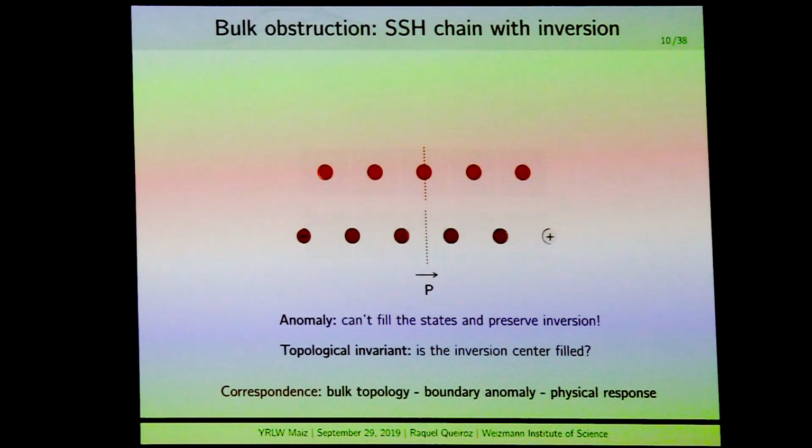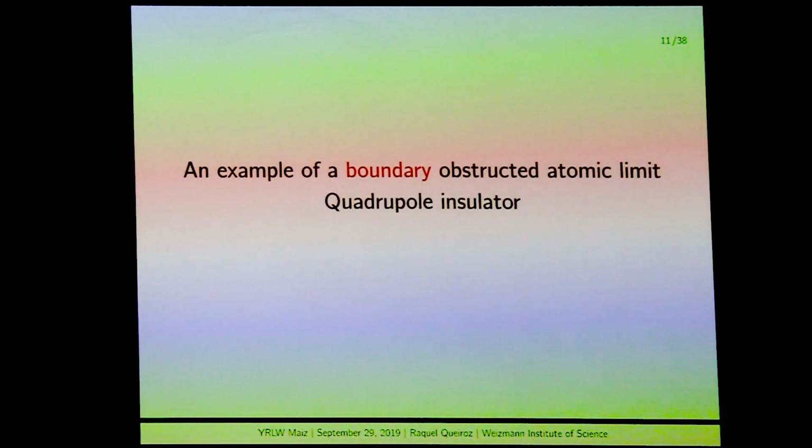and what is the physical response associated with that. But now, let's look at an example where the bulk actually plays very little role. And that is, the simplest example is the quadrupole insulator.